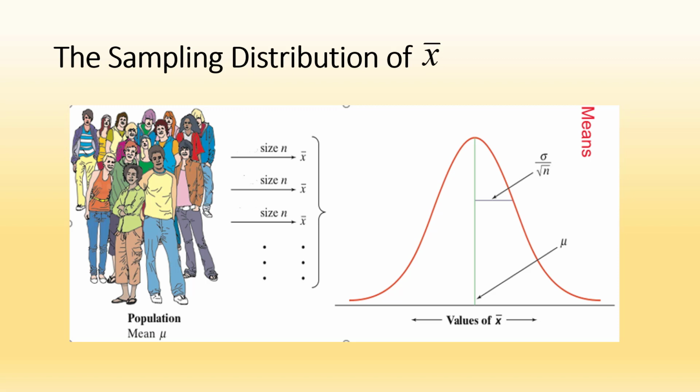When sampling is from a normally distributed population, then the distribution of the sample mean will possess the following properties. First, the distribution of x bar will be normal. Second, the mean mu of the distribution of x bar will be equal to the mean of the population from which the sample was drawn. Third, the variance of the distribution of x bar will be equal to the variance of the population divided by the sample size.